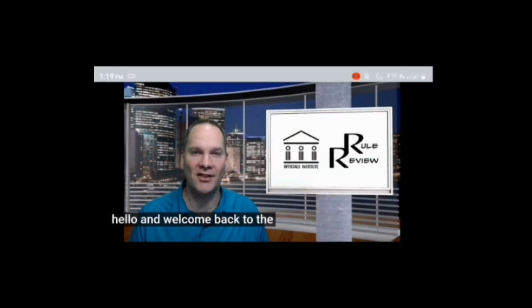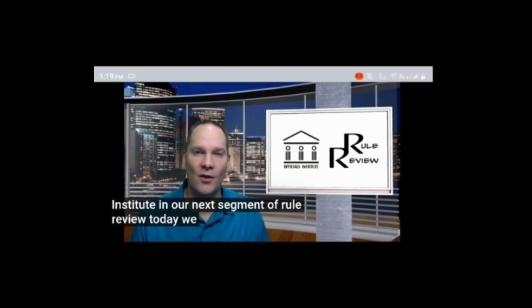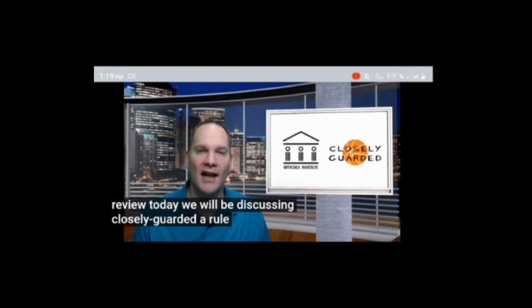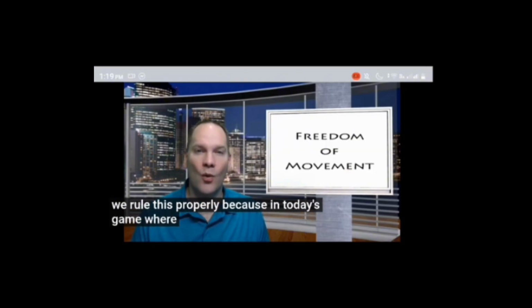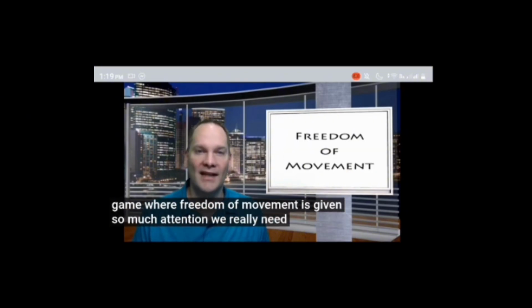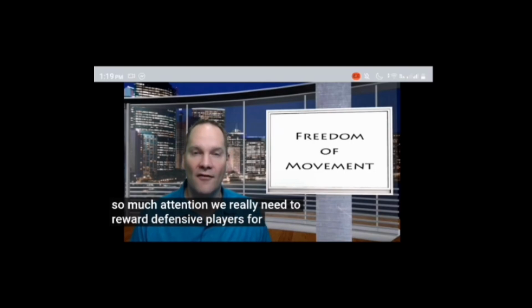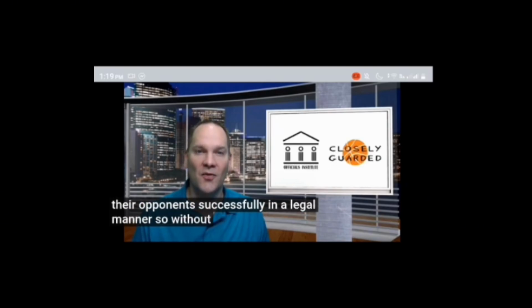Hello, and welcome back to the Officials Institute and our next segment of Rule Review. Today, we will be discussing closely guarded, a rule that is typically given less attention than other rules. However, it's actually quite important that we rule this properly because in today's game, where freedom of movement is given so much attention, we really need to reward defensive players for guarding their opponents successfully in a legal manner. So, without further delay, let's get started.